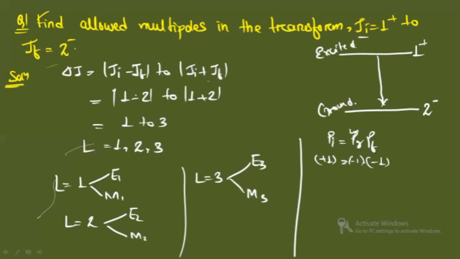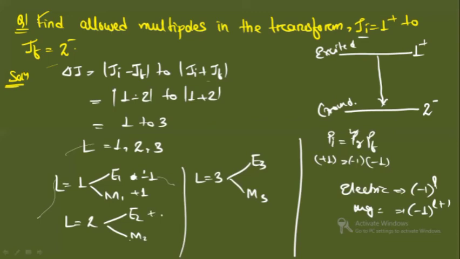Now we will see which are the transitions in which we can get minus 1. For electric multipole, the parity is (-1)^L, and for magnetic it is (-1)^(L+1). So if L equals 1, E1 will be minus 1, and M1 will be plus 1. E2 for L equals 2 will be plus 1, so M2 will obviously be minus 1. E3 is again minus 1, so M3 will be plus 1.